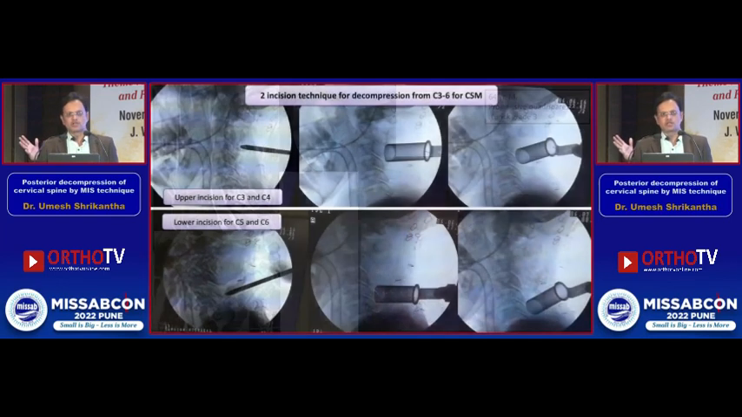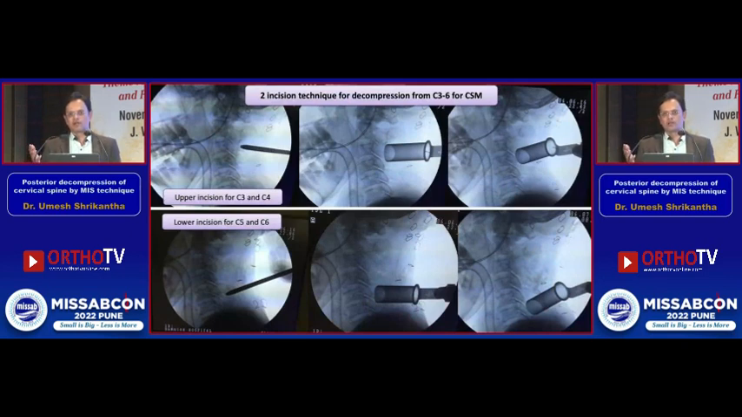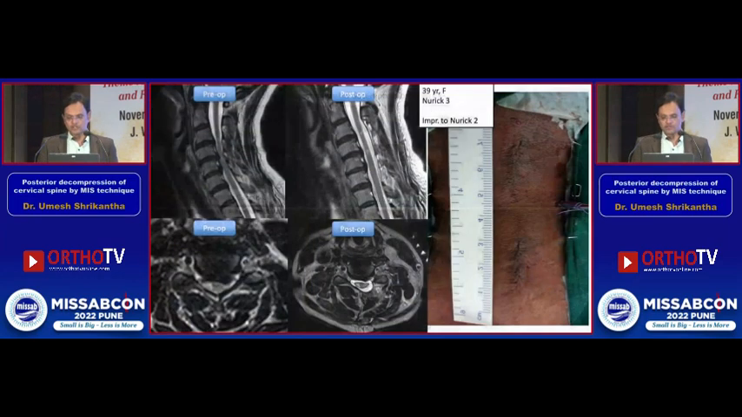But this was just a single level. So what do we do for multi-level? Usually these cervical compressive myelopathies are multi-level pathologies. So we used a 2-incision technique. The upper incision we used to decompress C3 and C4, and sometimes if required we can do a sublaminar decompression at C2 as well. And the lower incision we can use for C5 and C6, and that can also be angulated downwards to decompress C7 if it was required.